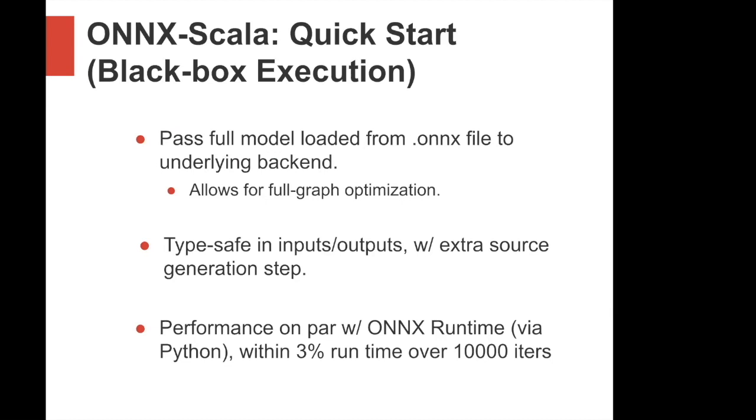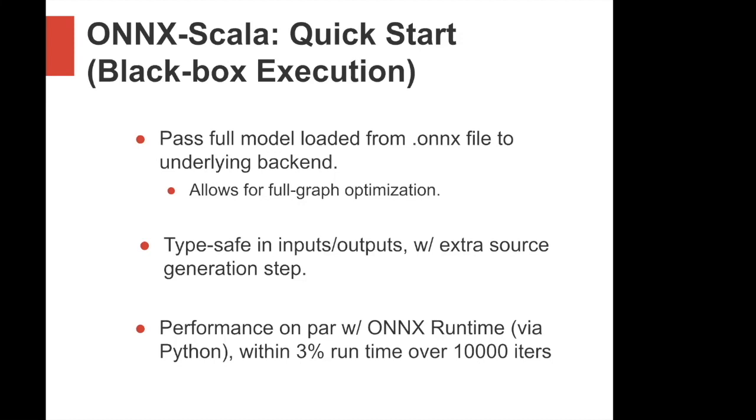So we pass the full model loaded from an ONNX file into the underlying backend. And that allows for full graph optimization because the entire graph is encoded. And so it can do things like combining certain nodes into other nodes. It's called fusion, to make them more efficient. And it can tailor it to the hardware that it's working on and compile it into very efficient kernels for that hardware.